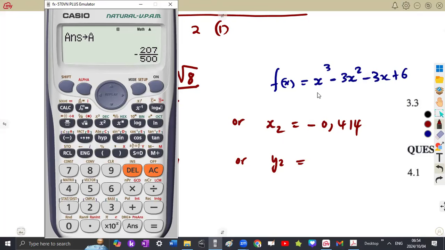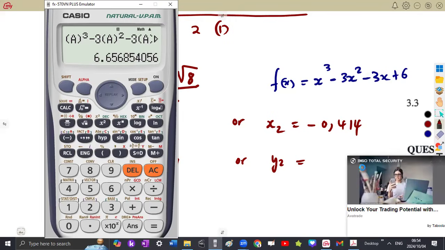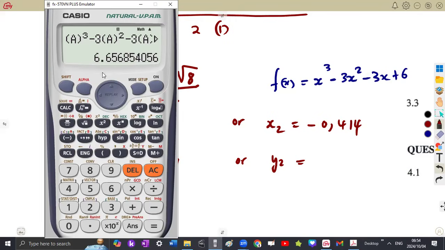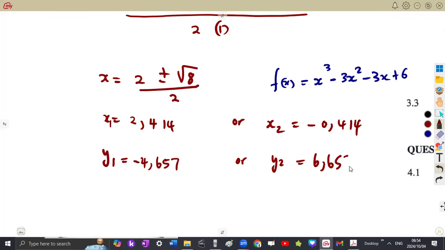So I'm not going to restart inserting these values. Pressing this button, going up, going up again, you can see your expression as it was, A cubed, this and that. Because you have stored A, which is a new value, if you press the answer button, it is going to give you the answer corresponding to the new value of A. So you press answer like that. You can see you got the answer 6.657, that is the y value there, 6.657 to 3 decimal places.